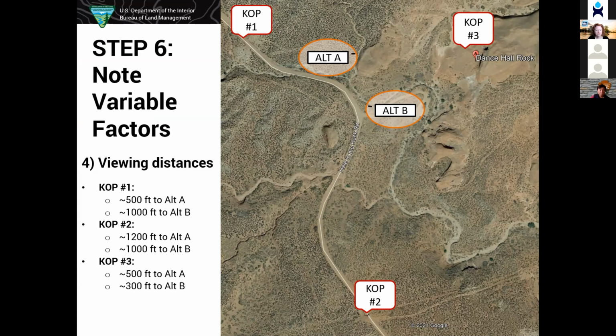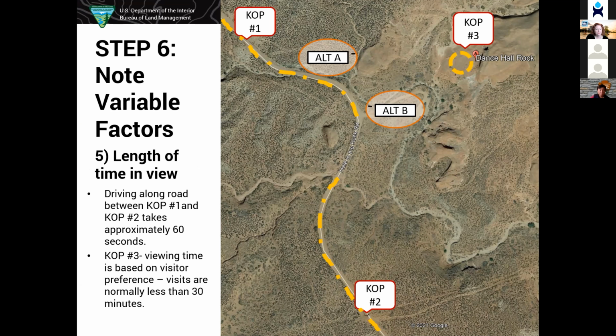So in this instance, I'm actually fairly close to our viewing platforms. From the amphitheater, alternative B is like 300 feet away. And then the KOP where I've got the greatest distance is the one from the south traveling north, and its distance to alternative A is about 1,200 feet. So in all instances, these are very much in the foreground. So if I don't make good choices in my design of this, they're definitely going to be fairly obvious.